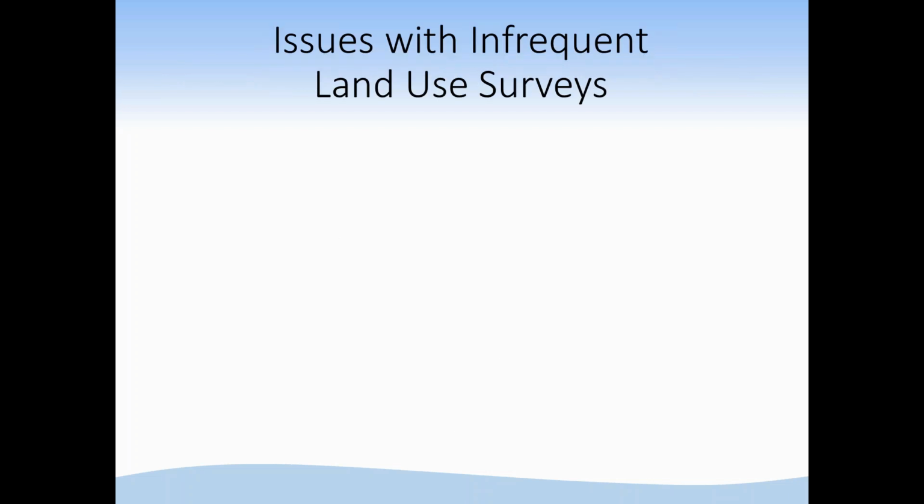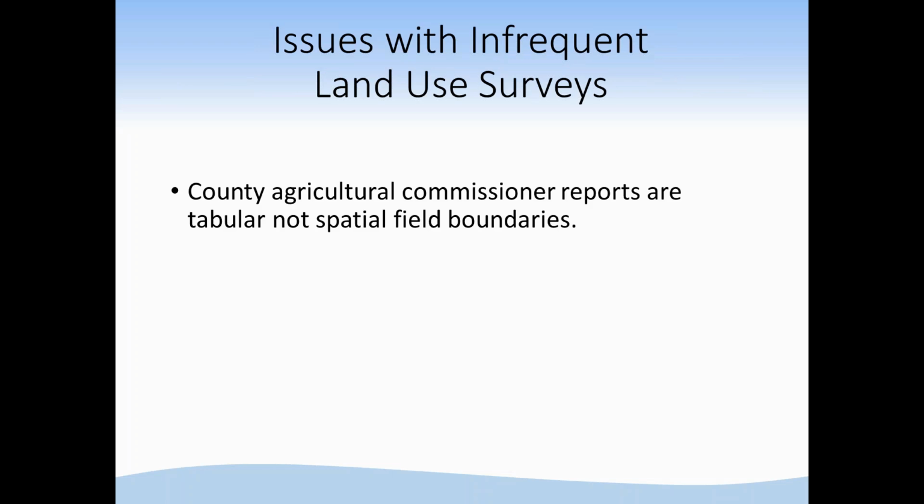So what are the issues with doing this infrequently? The Ag Commissioner reports, if you've ever seen those, they're not spatial. They don't have a map that shows where walnuts are. It's a county tabulation of the total number of walnuts, total number of almonds, and other crops. We apply those changes on our last land use survey, but you can imagine there's drift as it gets to be 5 to 10 years since we've done an analysis. There's a lot of drift and inaccuracy on a field-by-field basis in what's being grown.